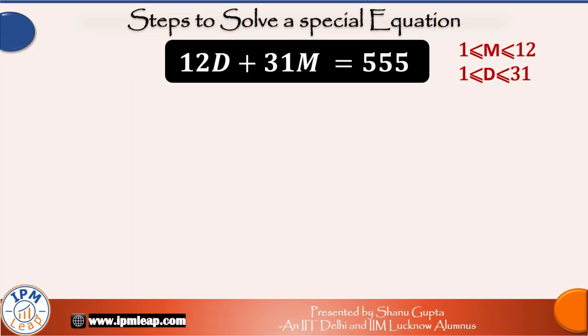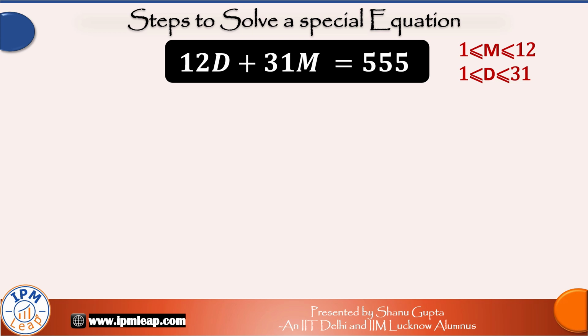So the equation for the question statement looks like 12d + 31m = 555, where d is the date of birth and m is the month of birth. It's clear that d can take values only from 1 to 31 because there are a maximum of 31 days in any month, and m can take values only from 1 to 12 because there are 12 months in a year. So, if m = 1, it would be January, and so on.